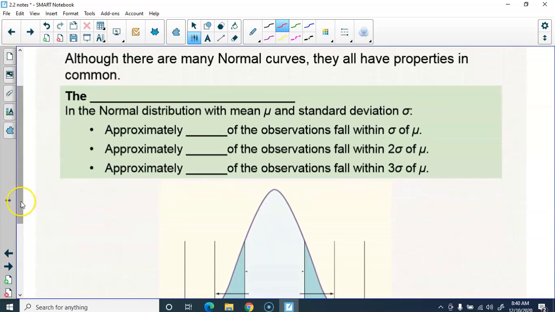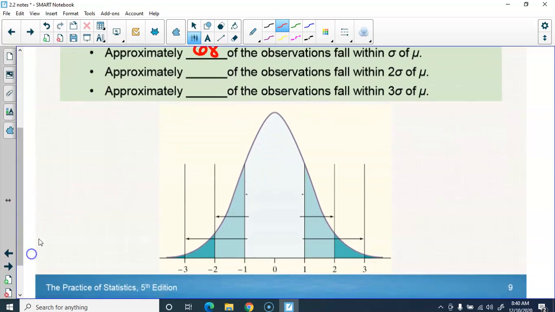Although there are many normal curves, they all have some properties in common. There is this special rule, the 68-95-99.7 rule, and that states that in a normal distribution with mean mu and standard deviation sigma, 68% of observations fall within one standard deviation of mu.